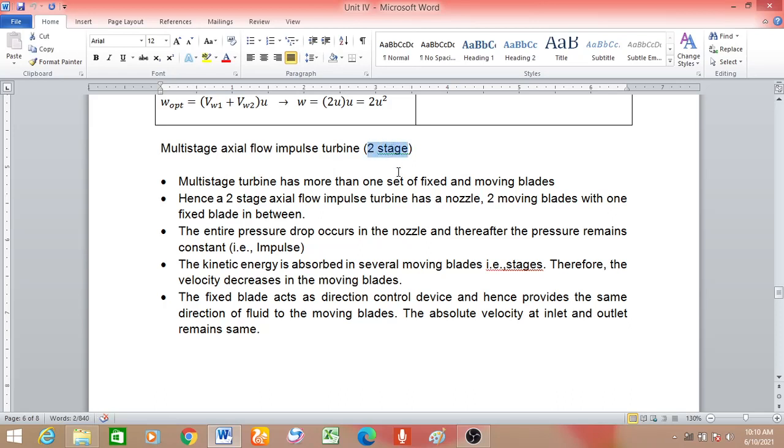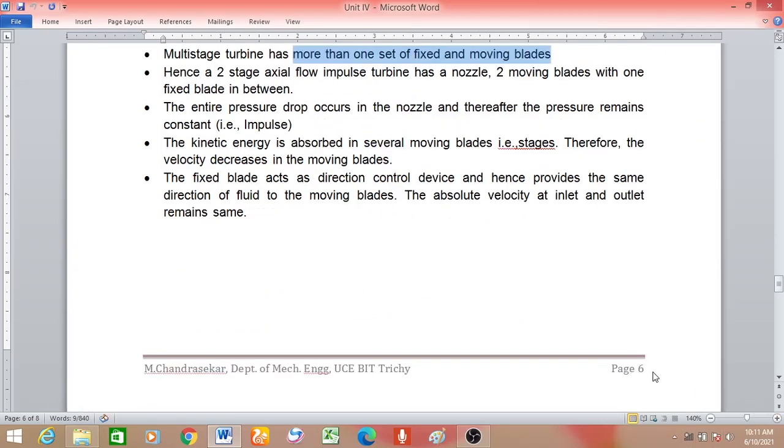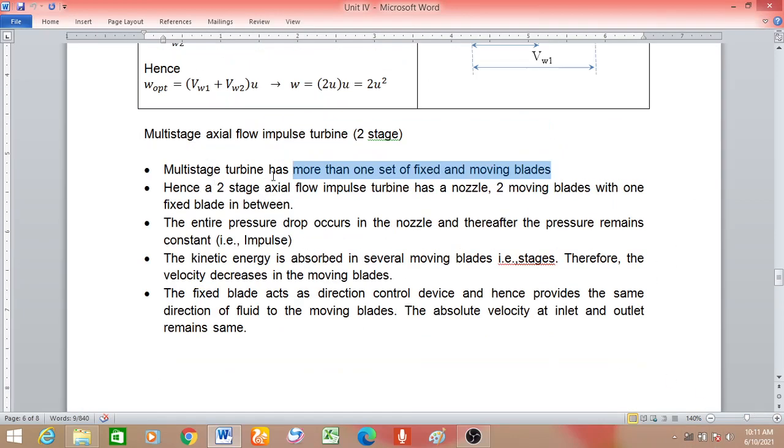consists of a fixed blade and a moving blade. So in a single stage turbine, the fixed blade is a nozzle, and the moving blade is the blade arrangement attached to the rotor system. So a multi-stage turbine will have more than one set of fixed and moving blades.